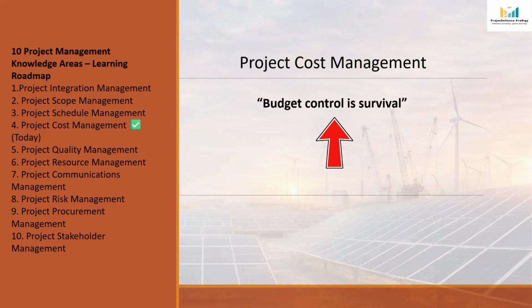Think about it for a moment. No matter how well a project is planned, if it runs out of budget before the work is finished, the entire project can come to a stop. Similarly, if a project is completed on time but goes far beyond its approved budget, it is generally considered unsuccessful. On the other hand, reducing cost by compromising the project scope or quality is also not the right approach. A successful project is one that delivers the required scope and quality while staying within the approved budget.